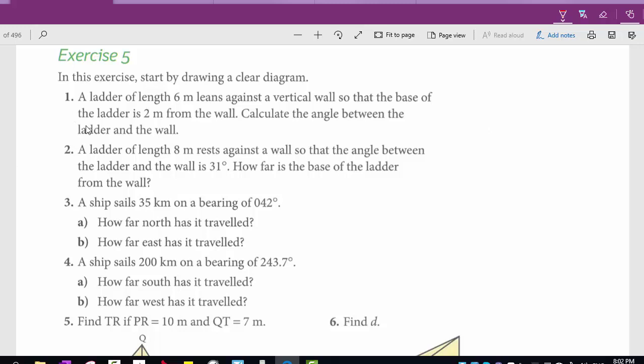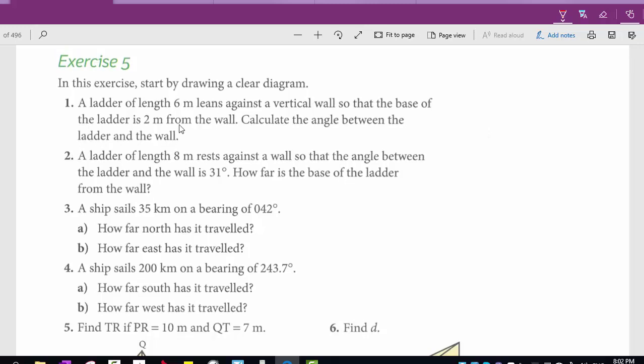Question 1. A ladder of length 6 meters leans against a vertical wall so that the base of the ladder is 2 meters from the wall. Calculate the angle between the ladder and the wall. What? It's a story? No. Simplify the question. Firstly, draw a diagram. We have a ladder, a wall, and the base.